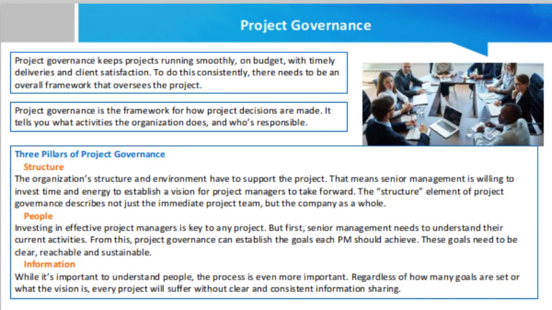whole. People investing in effective project managers is key to any project, but first, senior management needs to understand their current activities. From this, project governance can establish the goals each project manager should achieve. These goals need to be clear, reachable, and sustainable. Information. While it's important to understand people, the process is even more important. Regardless of how many goals are set or what the vision is, every project will suffer without clear and consistent information sharing. So, the three pillars are structure, people, and information. These are the three pillars of project governance.